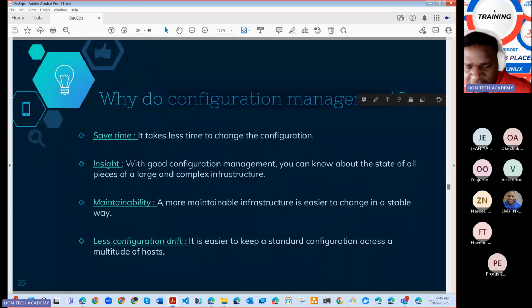Maintainability is also an advantage. A more maintainable infrastructure is easier to change in a stable way, with less configuration drift. It is easier to keep a standard configuration across a multitude of hosts. So we can refer to servers as hosts, as computers, as systems. We're talking about the same thing. Oh, my system is down. Your computer is down. Oh, my server is down. I get what I'm saying, like that.